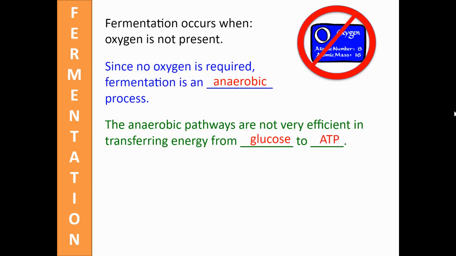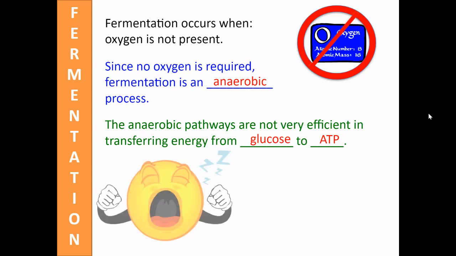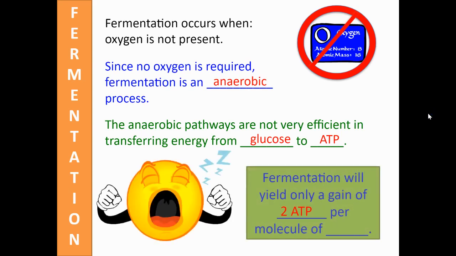And we know that when it's anaerobic, it's not going to be very efficient at transferring energy from our glucose to then ATP. And so in the end, the process of fermentation is only going to yield about 2 ATP for every molecule of glucose, which, if we look at aerobic respiration, with the combination of glycolysis, our Krebs cycle, as well as our electron transport chain, we can make upwards of 32 to almost 38 ATP for every 1 glucose molecule when oxygen is present.